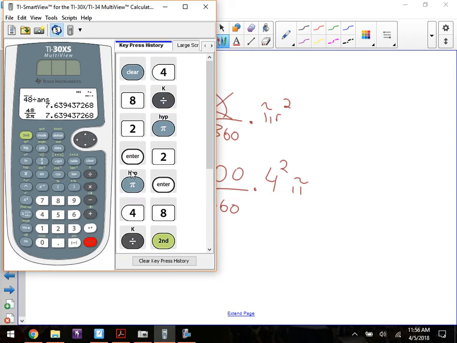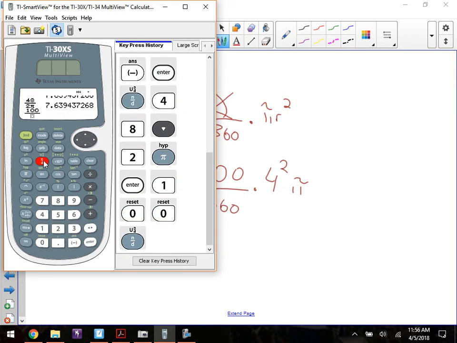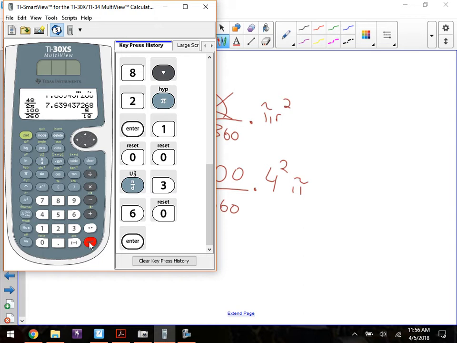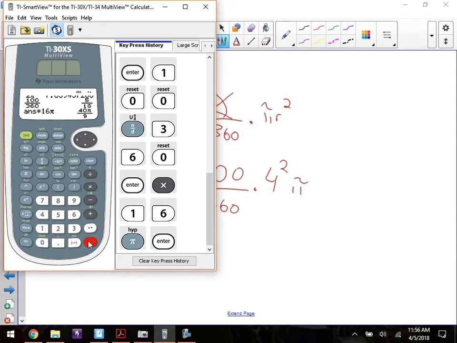Let's see, 100 over 360 times 16 pi. And I get 40 pi over 9. That's my answer. Something squared.